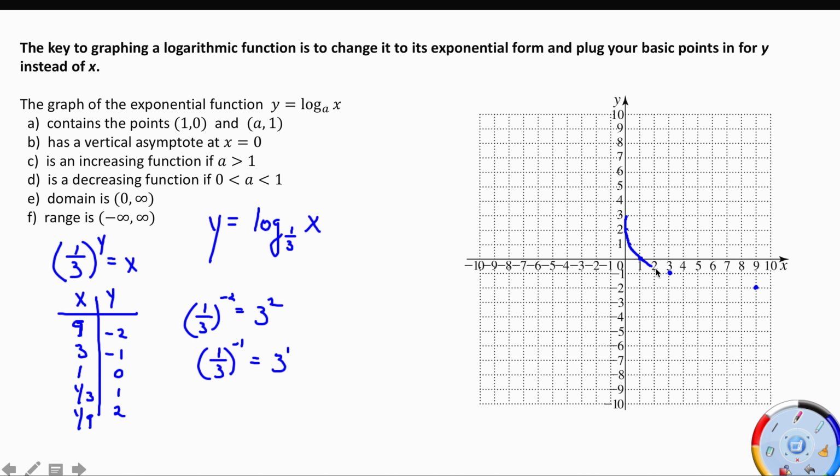And here's my decreasing shape. Imagine I went through that point. Let's just make it a fat line. There we go. Okay, a decreasing shape when your base is between 0 and 1.